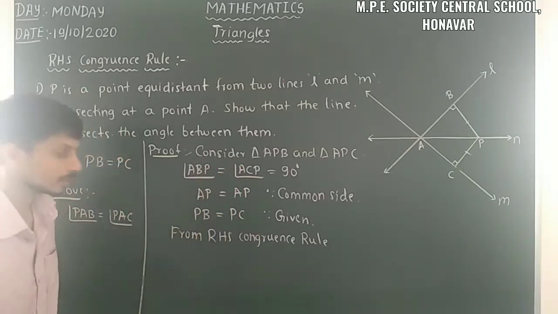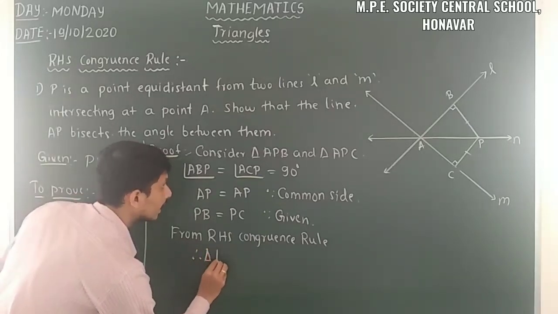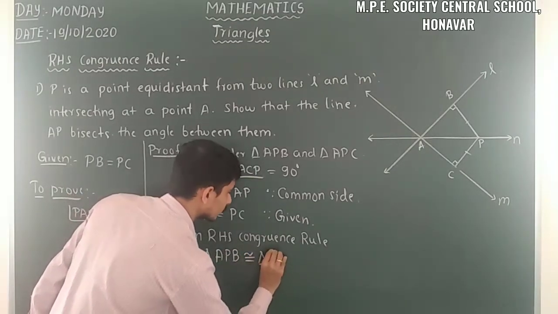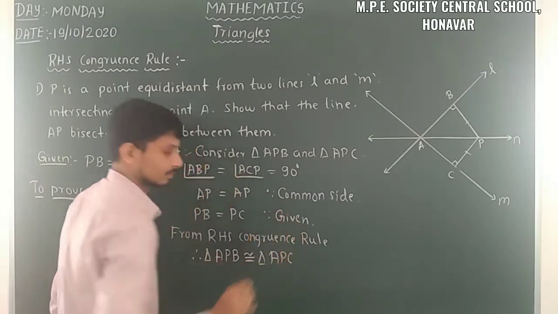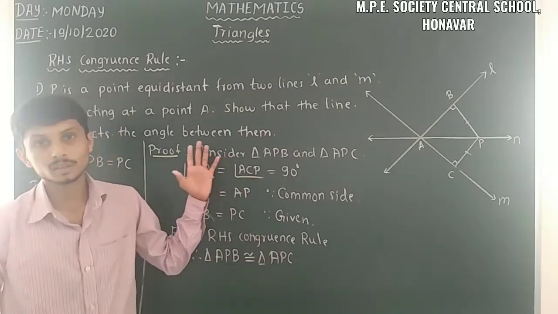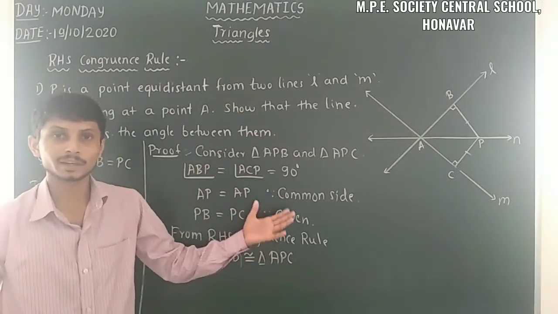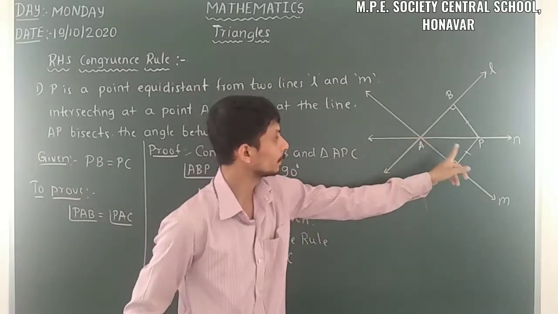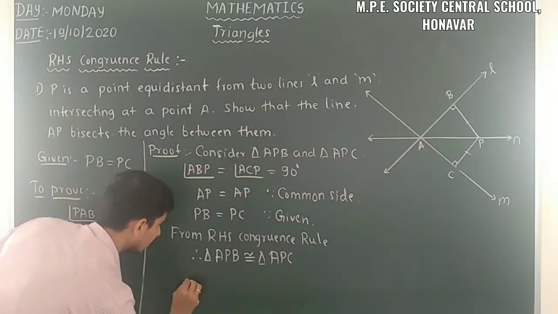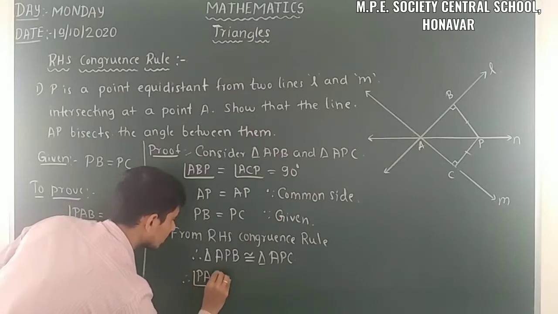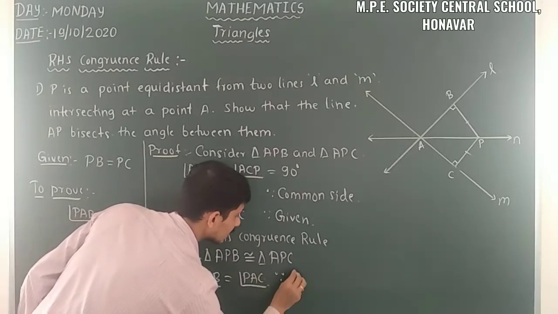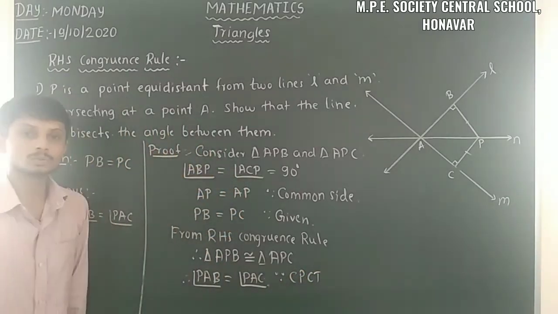So from the RHS congruence rule we can take triangle APB is congruent to triangle APC. So when those two triangles are congruent, then we can consider the corresponding parts of congruent triangles are equal. So that's why we can take angle PAB is equal to angle PAC. Therefore, angle PAB is equal to angle PAC because of CPCT. So those two become CPCT.